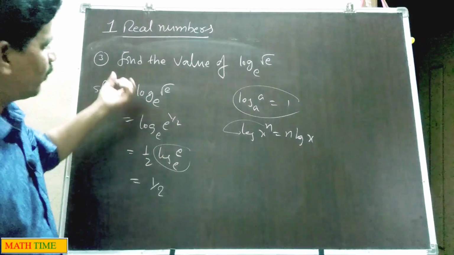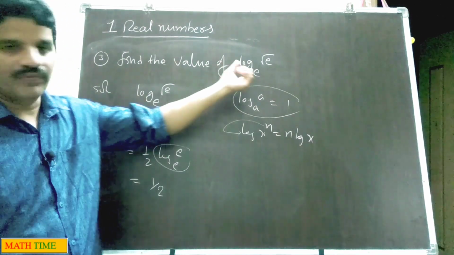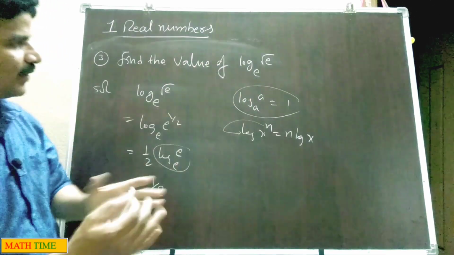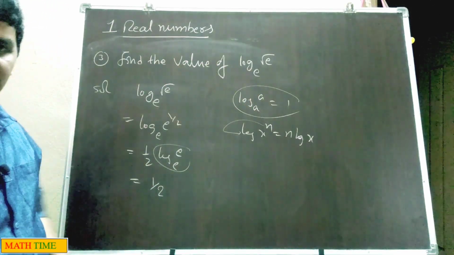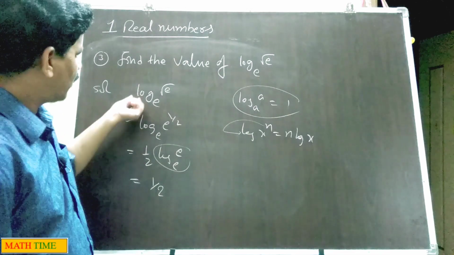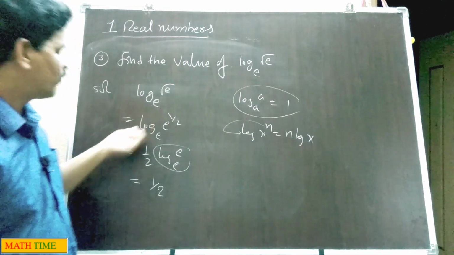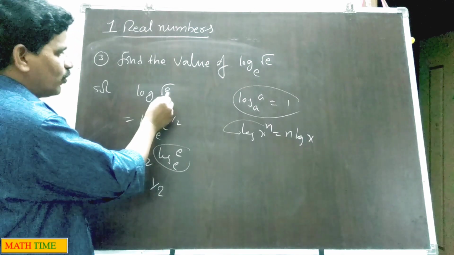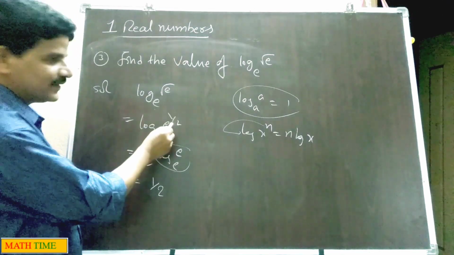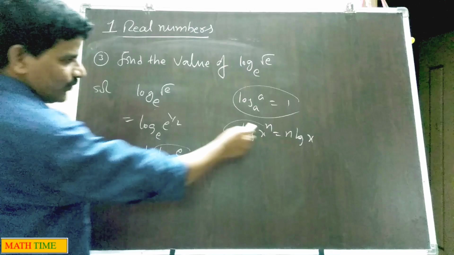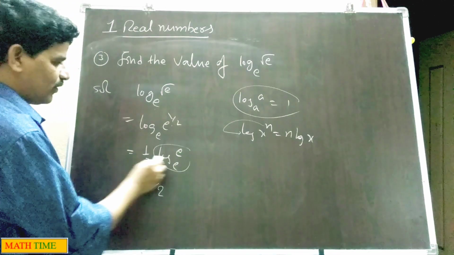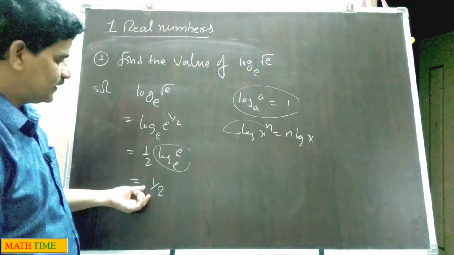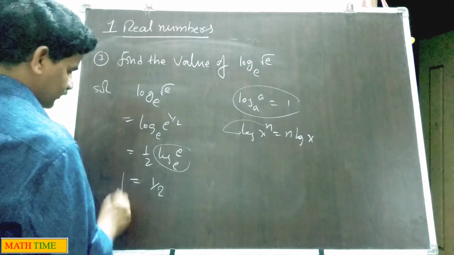So whenever you want to simplify or find the values of logarithmic functions, we use the basic concepts and basic formulas. They are very, very easy. Log root e to the base e equal to, see here the base is e, here the number is what? Root e. Root e can be written as e power half. By using this formula, we can write half of log e to the base e. This is what? 1 by 2.